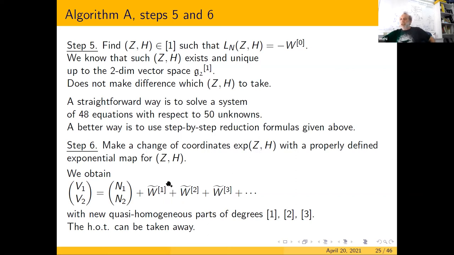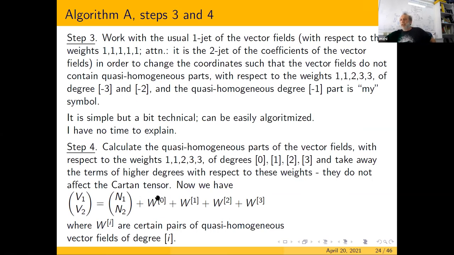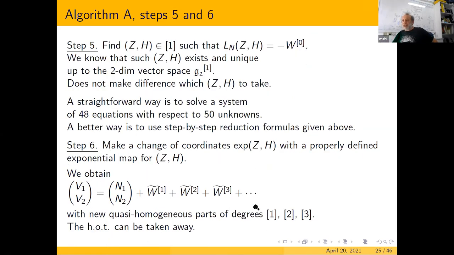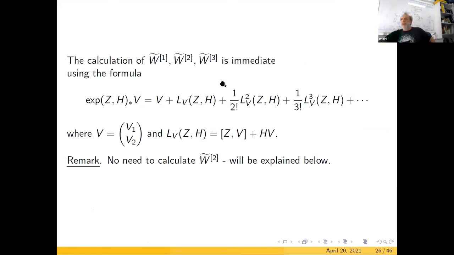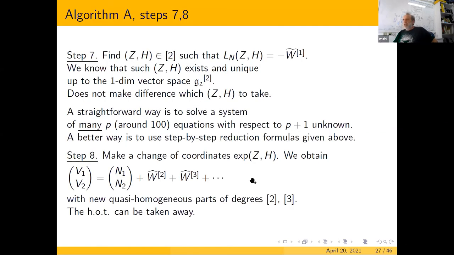So it will change, of course, it will kill this part, and it will change this part, but it will change this part in a very simple way, because that's why we use the exponent, because we can use the basic formula. Without matrix H, it will be just the Lie bracket of Z and V. Not more than that, so it is a very classical formula, but in fact the general formula for the whole mathematics. How is it called, is there a name? I don't remember. In fact, we do not need to calculate this guy, we only calculate new terms of quasi homogeneous part of degrees one and three. I'll explain it in a moment.